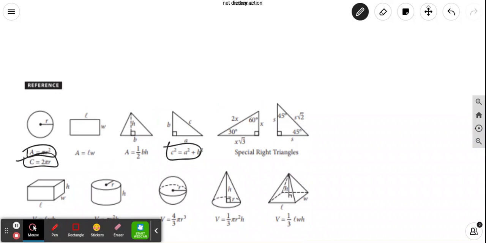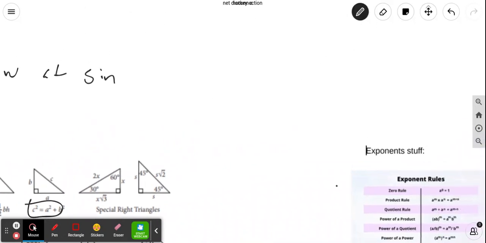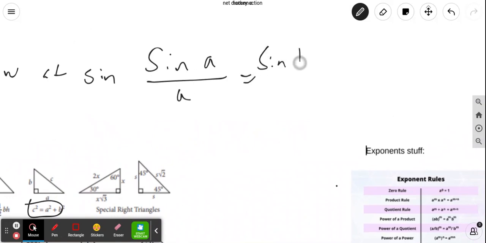If you're doing ACT, you should know law of sines and law of cosines. Let's go over law of sines first. Okay, here's the formula. It's sine A over A equals sine B over B equals sine C over C. Basically, it's like this.